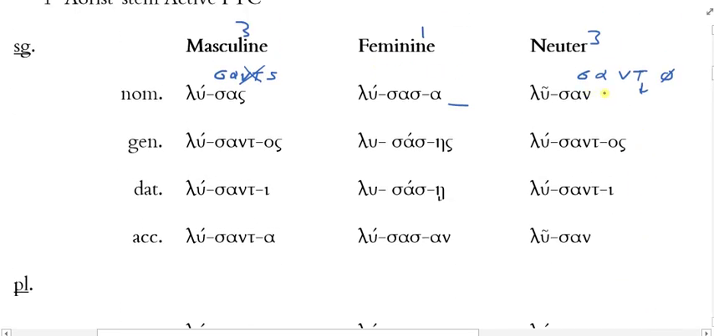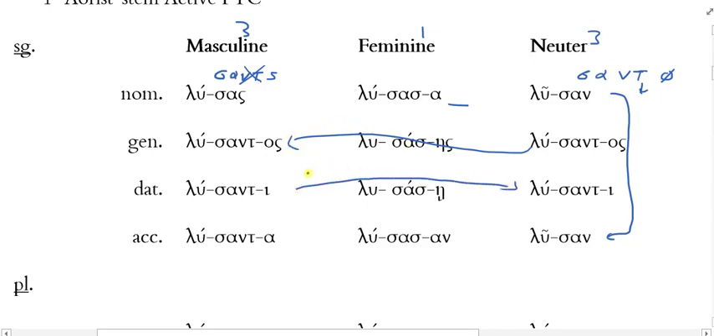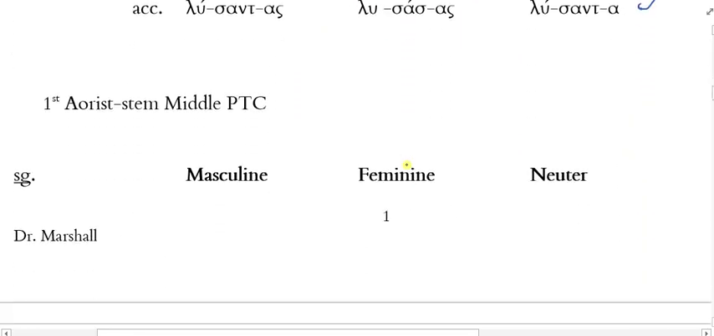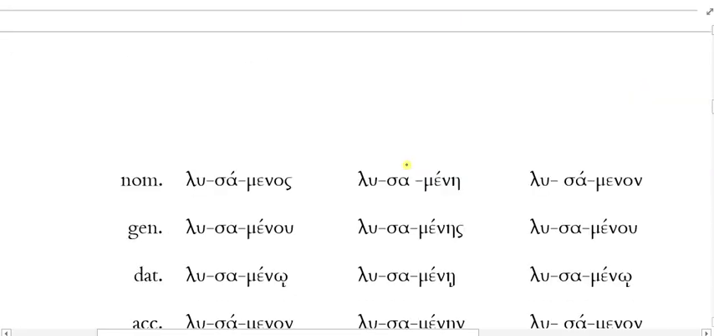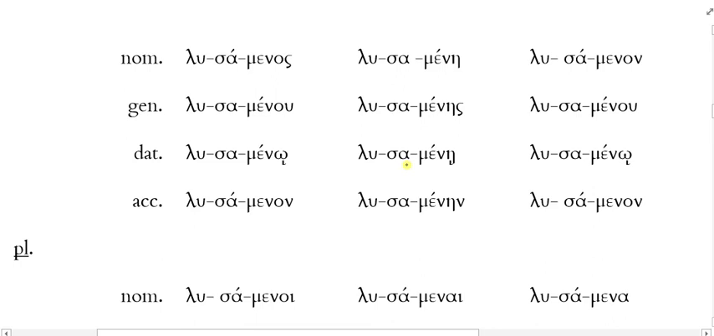And also notice that the masculine and the neuter always have what identical forms? Genitive and dative, right? Those are the same. And then these are the same here. Okay. You can count on it, take it to the bank. All right. What about the middle forms? These are not hard to identify either.